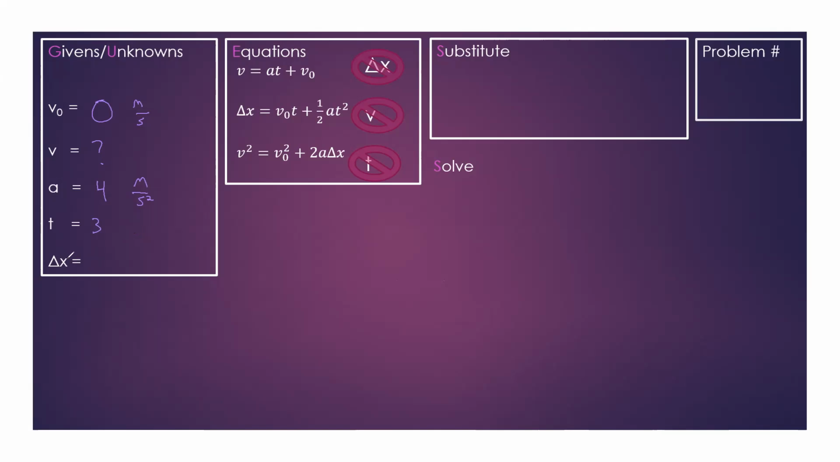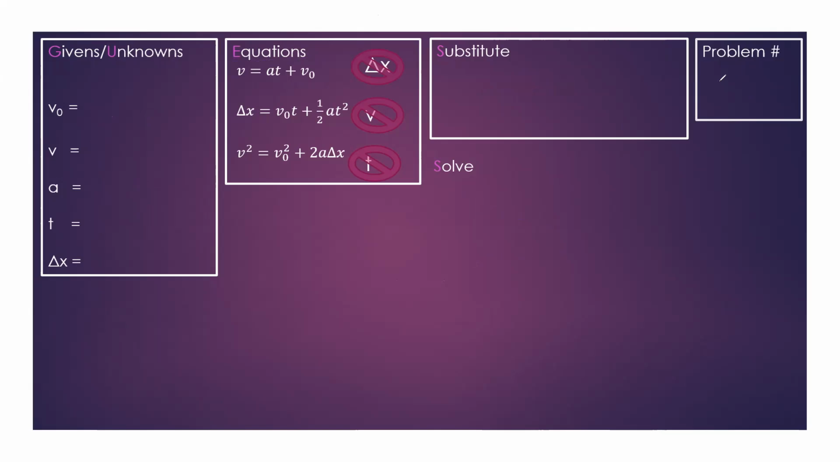So I've got my 3 givens, I've got my unknown, I don't care about delta x. Since I don't care about delta x, the equation I'm going to use is v equals at plus v naught. And I'm going to go ahead and substitute in v equals a times t plus v naught. Sorry, this is problem 1. And now I'm going to go ahead and solve it. So v equals 12 plus 0. So v equals 12 meters per second. And that is problem 1.